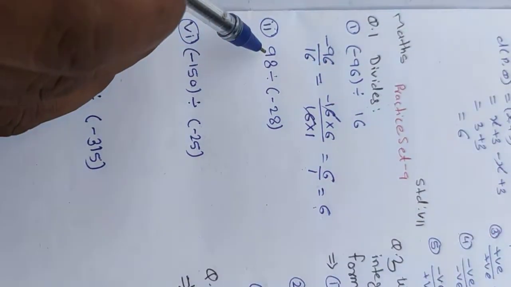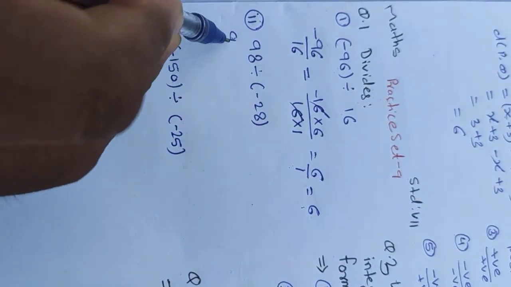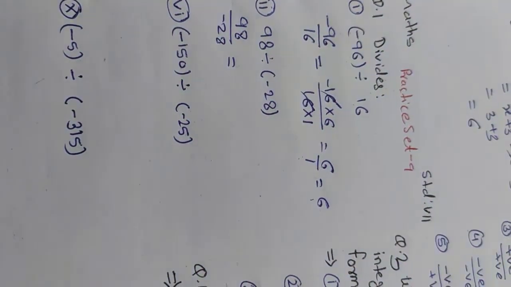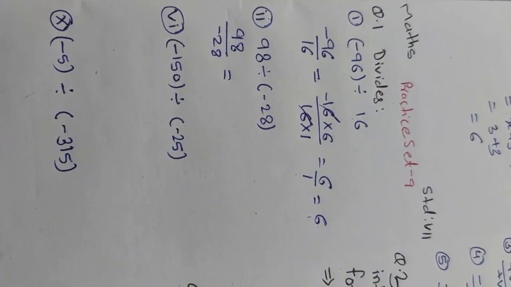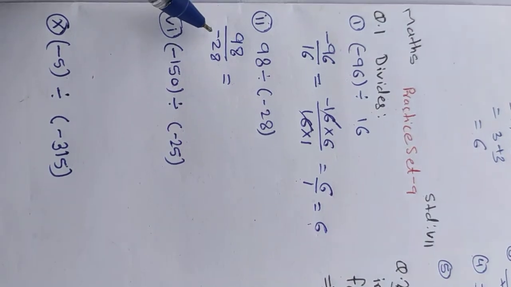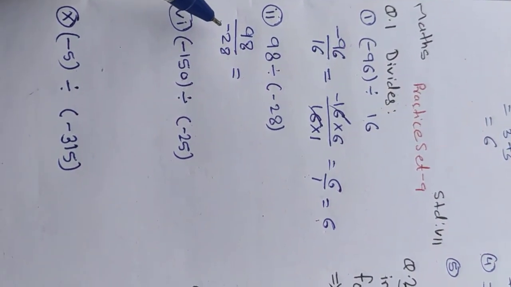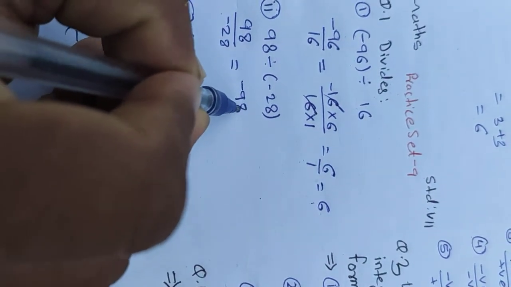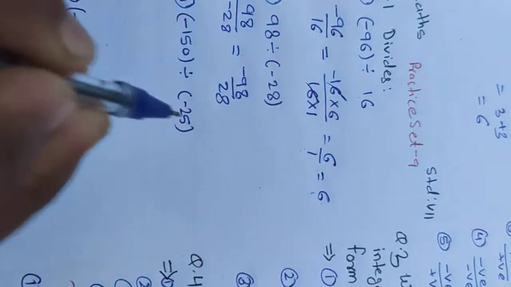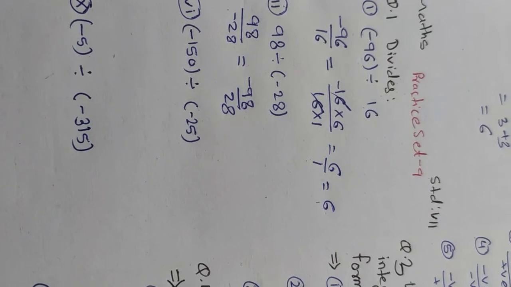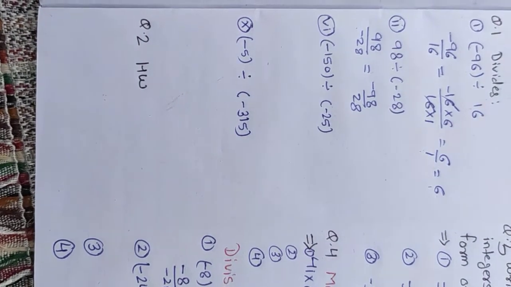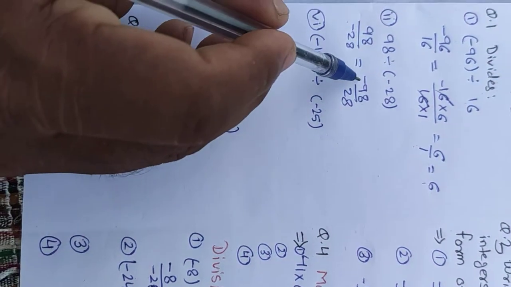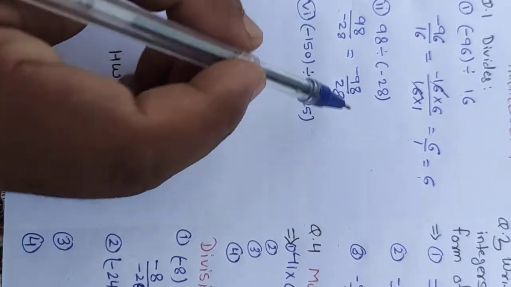Second one is 98 divided by -28. See, according to rule number 2, the denominator must be a positive. Denominator will never be negative. So we have to write it as -98 divided by 28. See, this minus comes in the numerator, so it will become -98 upon 28.